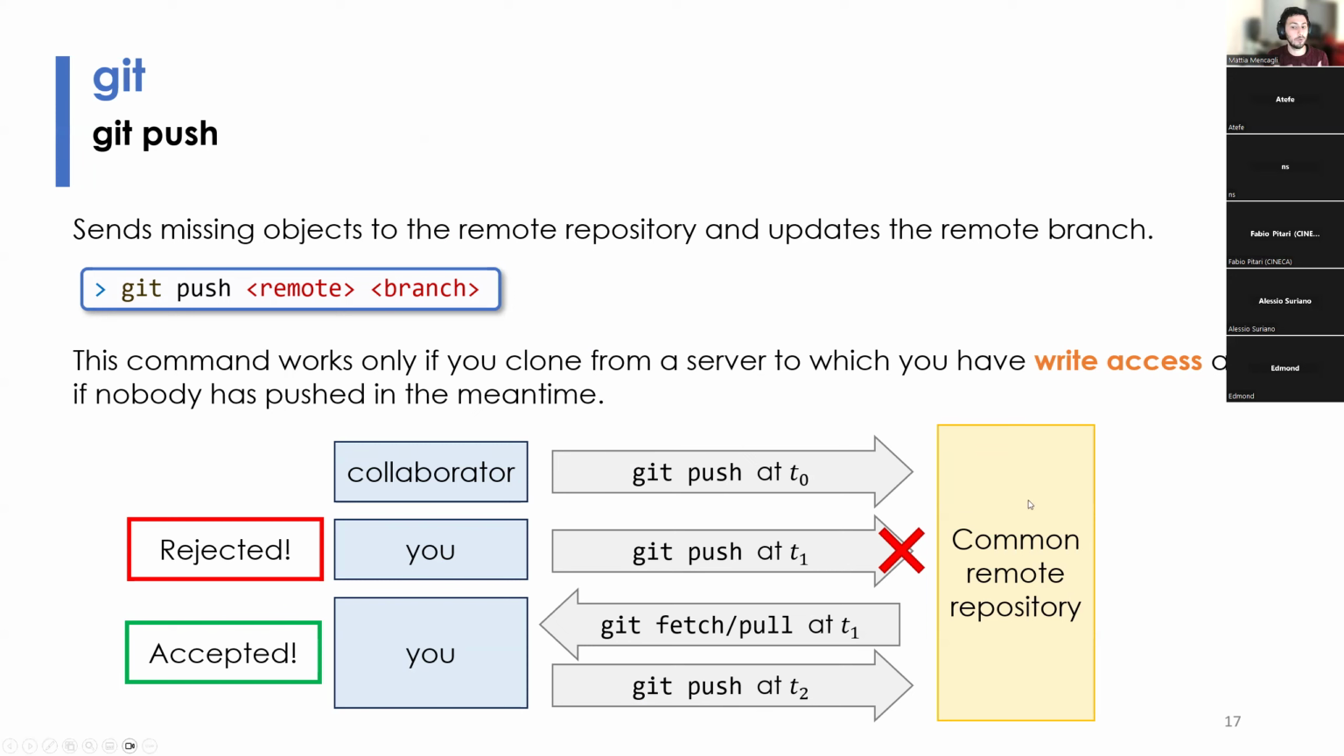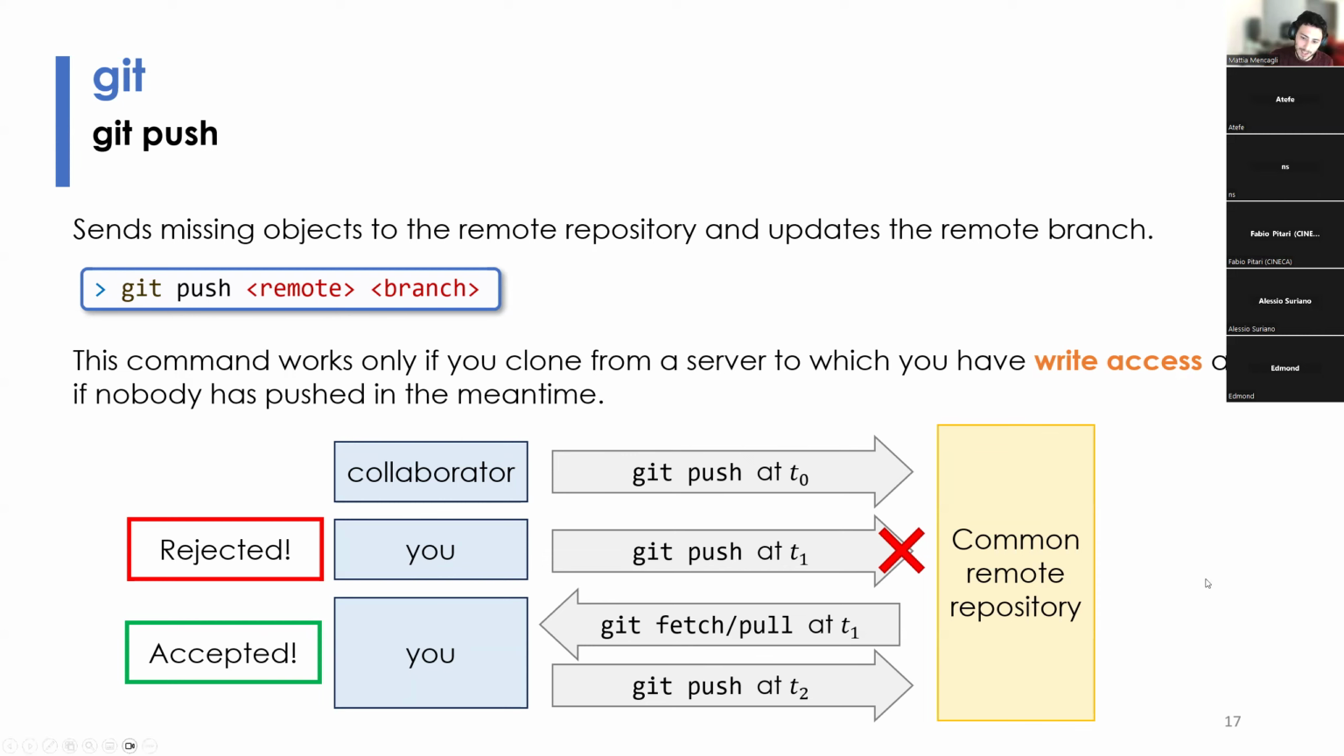If a collaborator of yours pushes at a certain time, T0, you won't be able to push after their push. This command from your side will be rejected. Before pushing, you will have to fetch or pull their work in order to incorporate it with yours, merging locally on your repository, resolving conflicts and so on, and then push again to the remote repository. This will be accepted. This is very important to avoid having a non-linear history of a single branch on the remote repository.